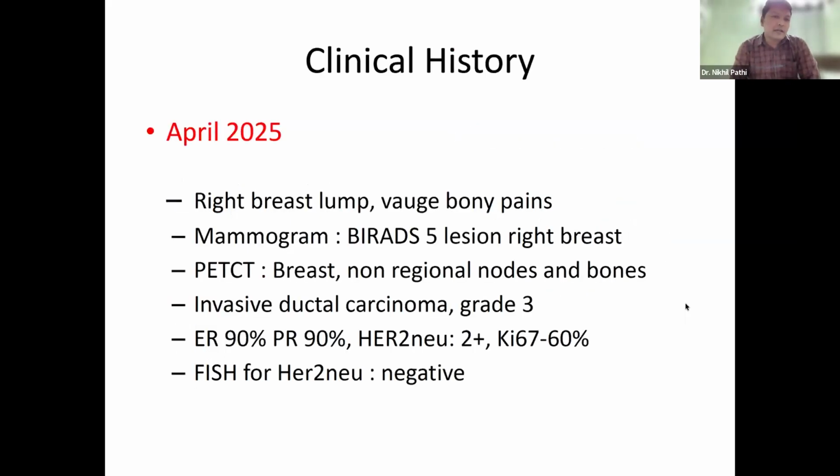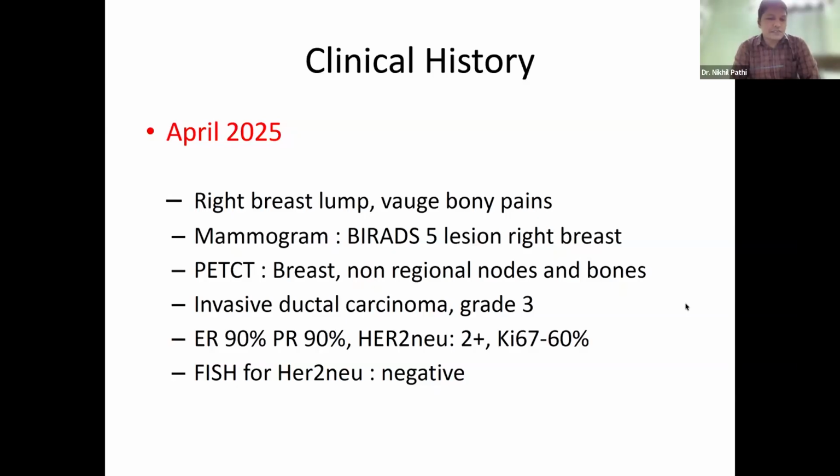She was doing well until April 2025 when she incidentally found a lump in her right breast. She also remembers that she has got some vague bony pains, which was further evaluated by her family physician, who asked for a mammogram. The mammogram showed a BI-RADS 5 lesion in her right breast, about 4 by 5 centimeters in size. So, with those reports, she came to a hospital where, with a suspicion of malignancy at her age, we did further diagnostic as well as staging evaluation.